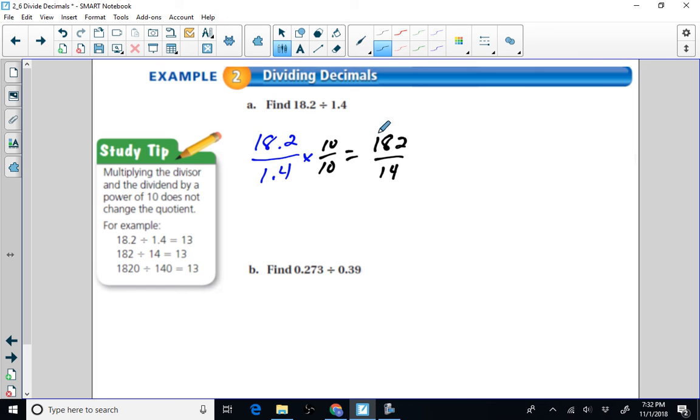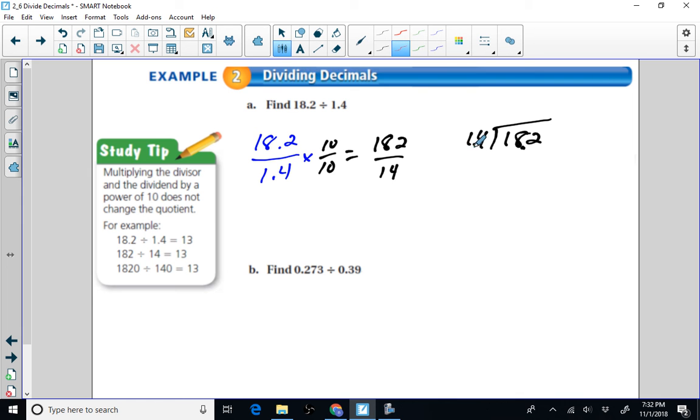So this is the problem that we're solving here. We're actually going to do the division for 14 into 182. The quotient of that division problem will be the same as the quotient for our original problem, 18 and 2/10 divided by 1 and 4/10. So when we slide the decimal point, let's do that here, 18 and 2/10, and it's 1 and 4/10.